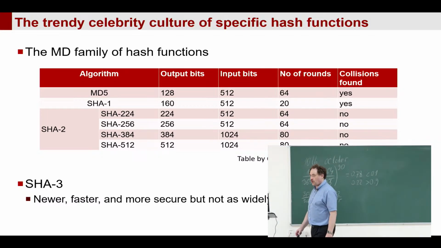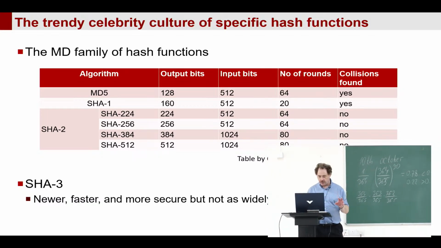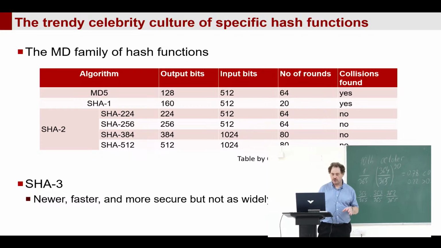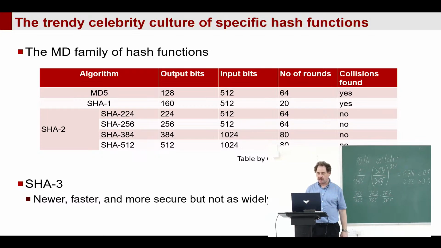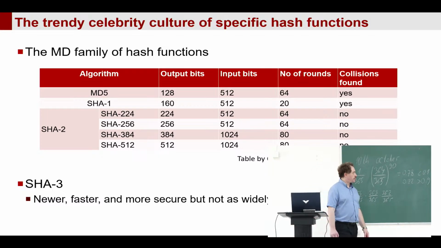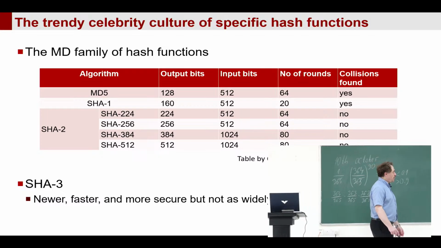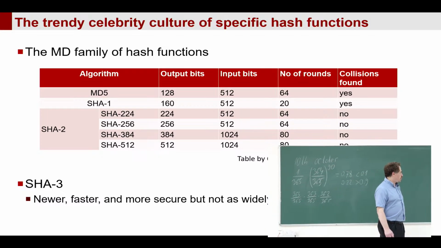The next family of hash functions, still without MD5, is called SHA. SHA stands for Secure Hash Algorithm. The first proposed SHA algorithm within the family is called SHA-1.